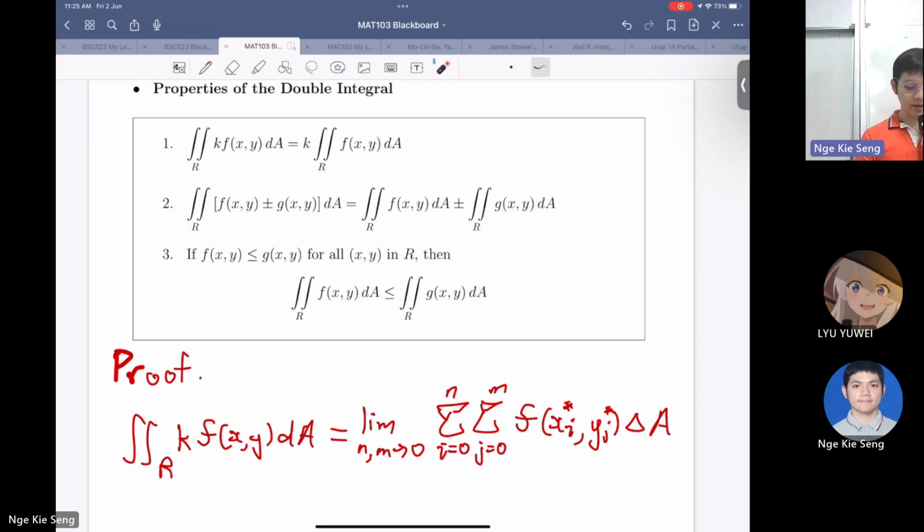So where's your rectangle? Here is the base of your rectangle, here is the height of your rectangle. You cannot simply take the height of the rectangle; it must be the value attained by your function.